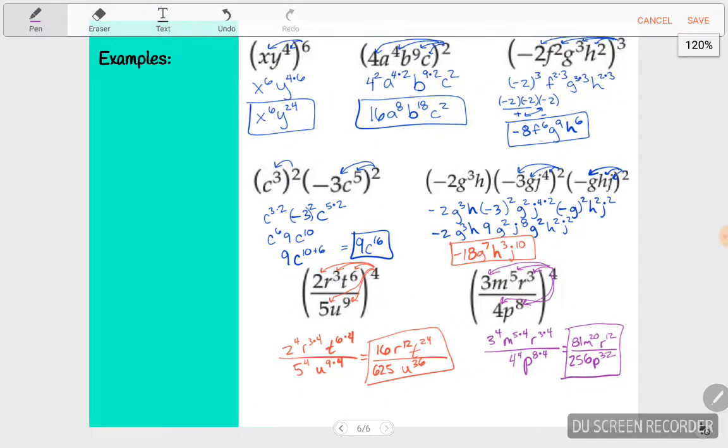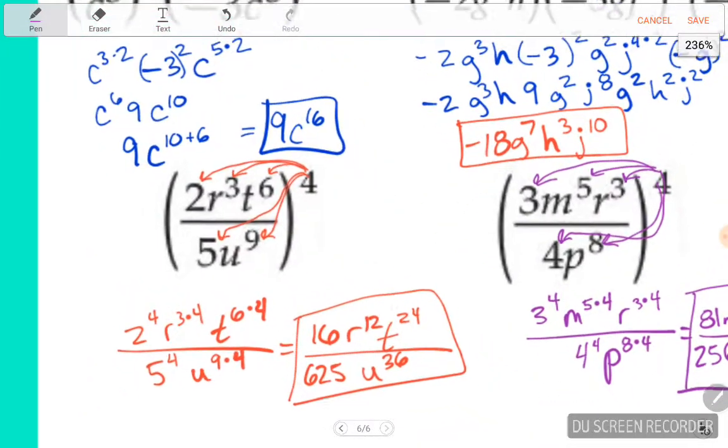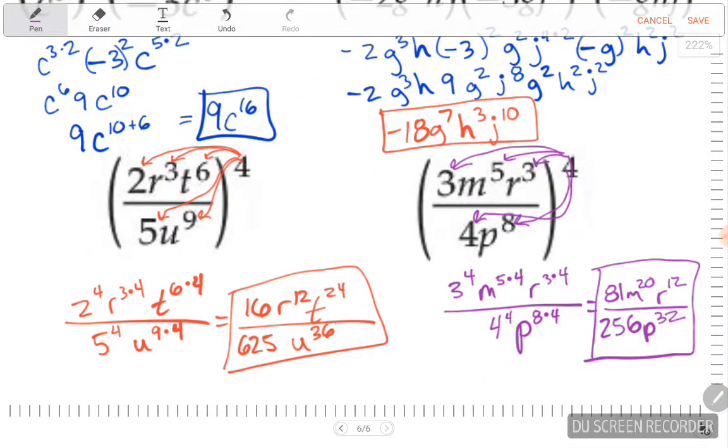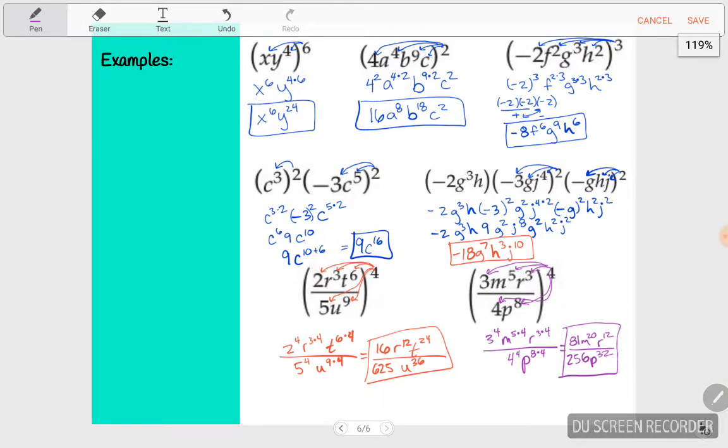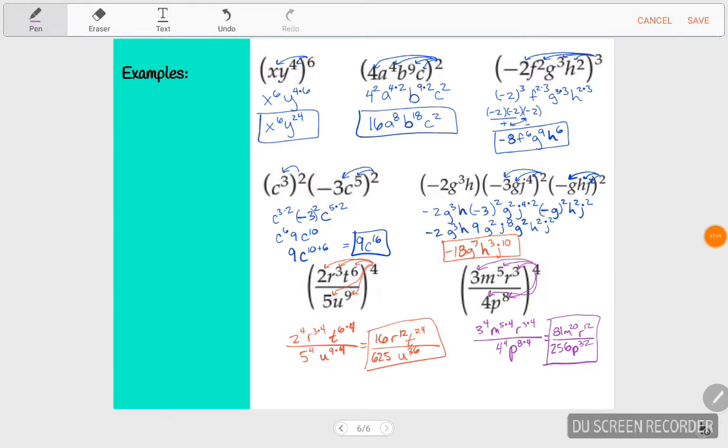And that is it. Okay, so this is like our complicated case. This is the craziest it gets, but we have to kind of know the individual rules in order to be able to do this successfully. So there you go. There's your 7-1 and 7-2 notes.